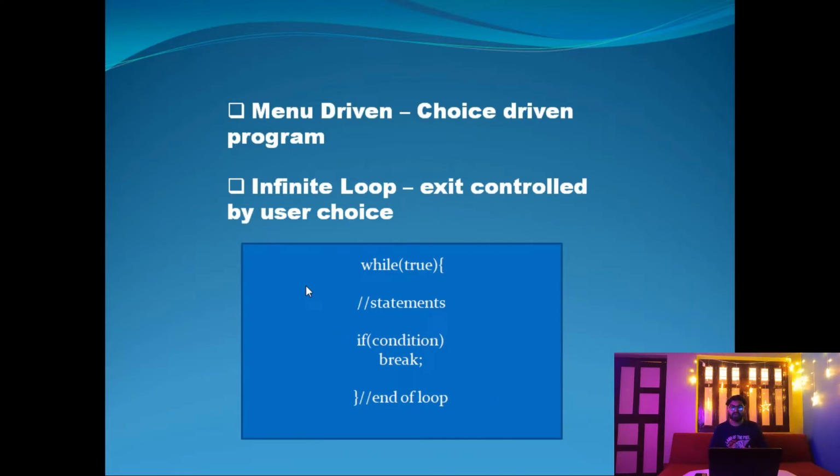So to stop that loop, we have used an if condition and a break statement. Suppose if the user presses yes, then it would continue to the next participant, but if the user presses no, then it would terminate the program. So that is the condition. If the user input is no, then the break statement will be executed, and it would stop the program. So that is the infinite loop exit controlled by user choice.